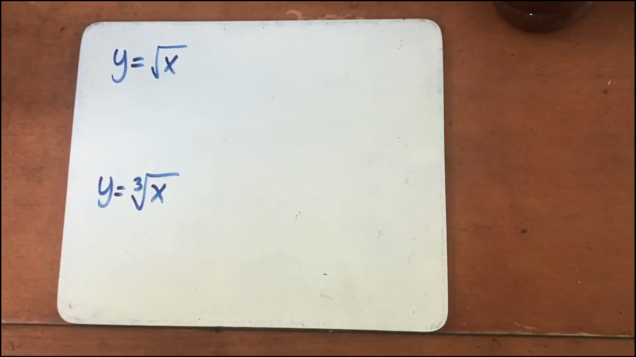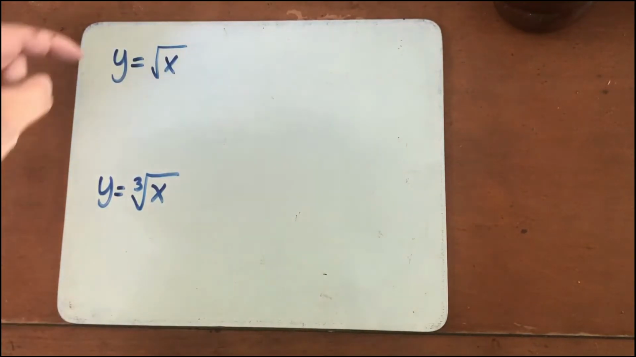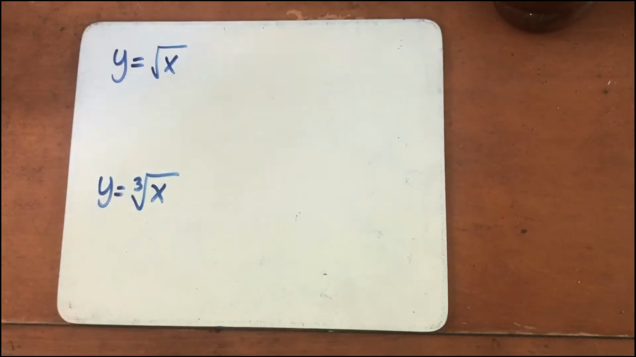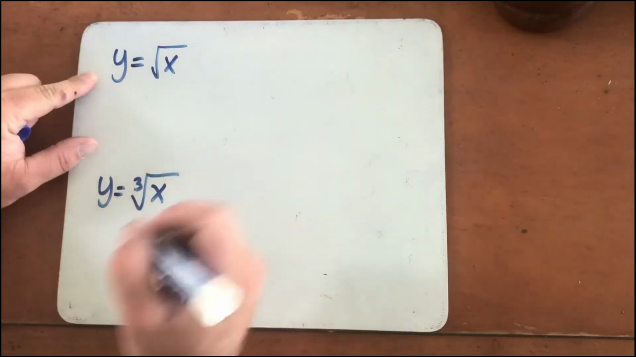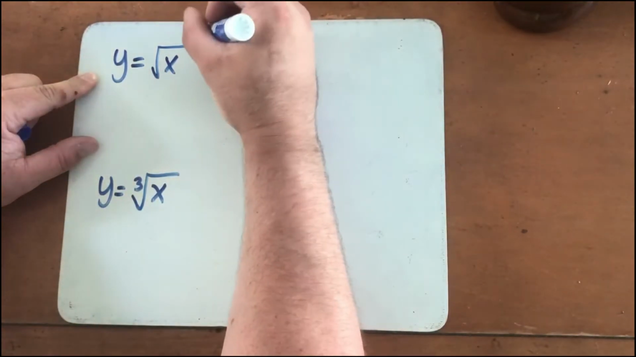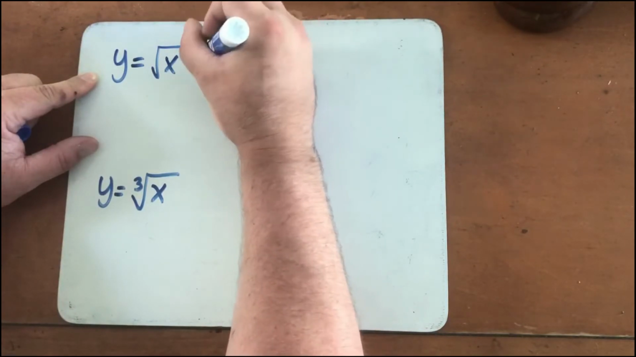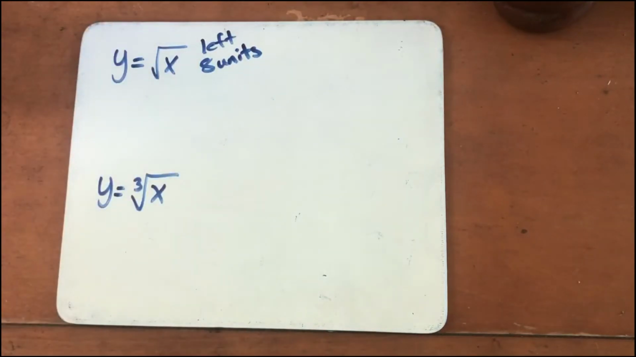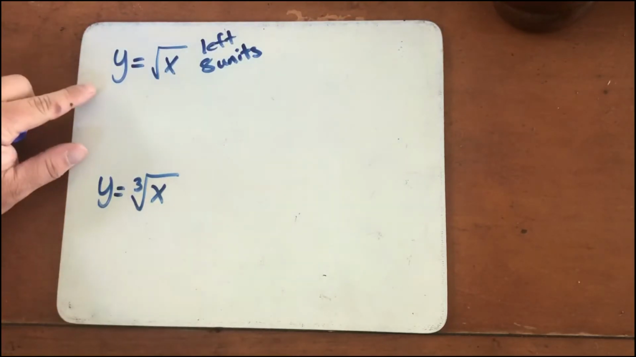All right, so I have to make sure I pay attention in order to extend the bar of the root symbol over my added or subtracted number. All right, so y equals the square root of x. Let's say I want to go left 8 units. If I'm going left 8 units, that means it's going to be x plus 8, because it's the opposite of what it looks like.